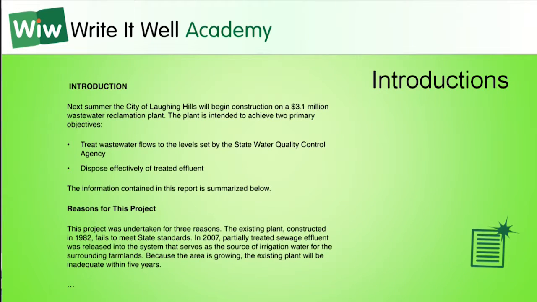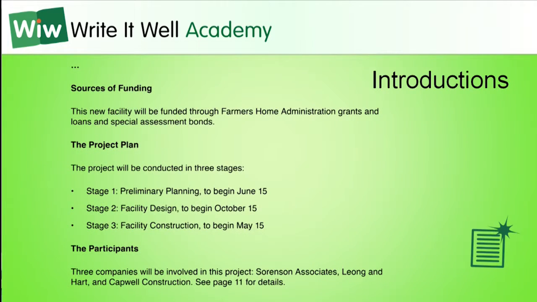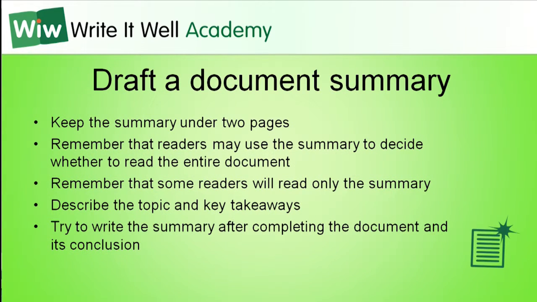So again, here's an introduction followed by reasons for this project. So that's helpful visually. We're already engaged. There's some spaces in between the bullet points and in between the sections. We can gain confidence that this reader is going to show us clearly and succinctly what happens next. So we may then go into another section here, sources of funding, and then the project plan, which is going to be conducted in 3 stages. Then we can skim down and find out more about the participants. And then we're ready to draft a document summary.